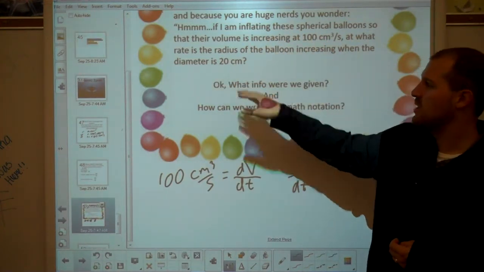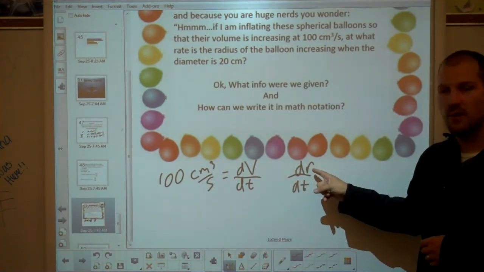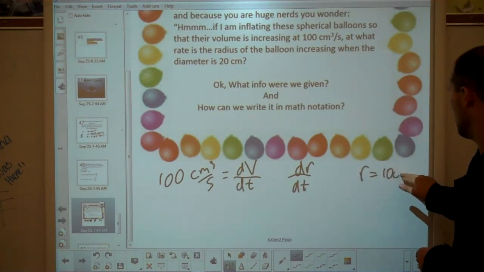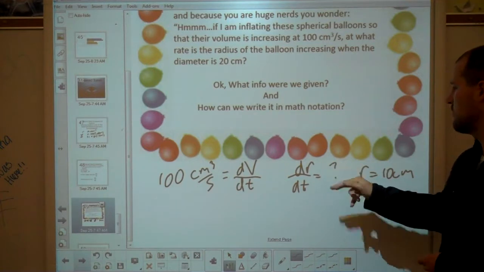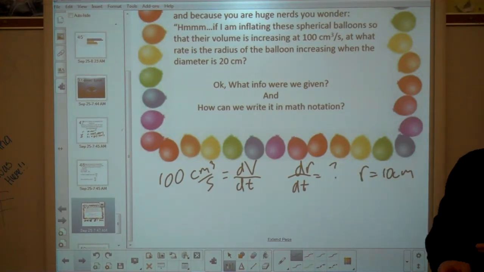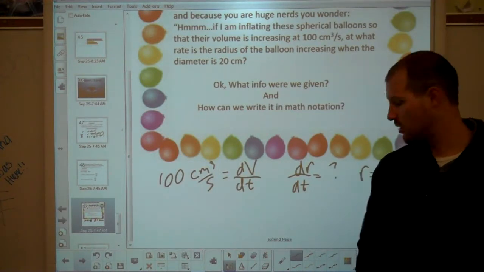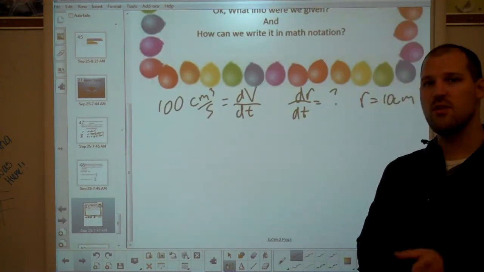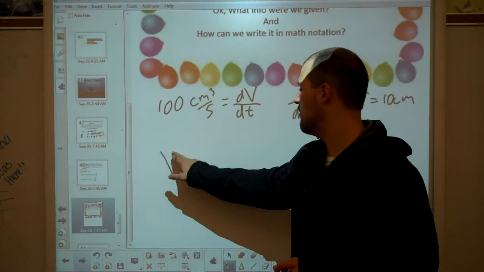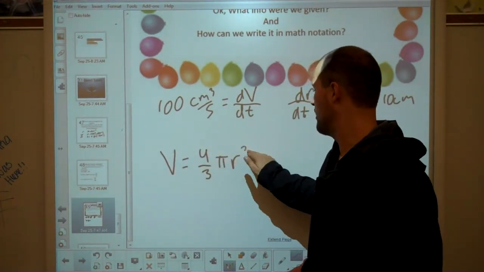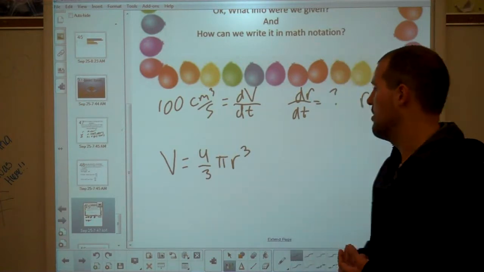When the diameter is 20 centimeters. Now, that's diameter, so I want to write this down as radius. I'm going to write radius equals 10 centimeters. Okay, so there's my setup. Now, we said that this was going to be a sphere, so normally you have to have some sort of additional equation. And knowing that it's a sphere, the thing that jumps out at me is I know the volume of a sphere is 4/3 pi r cubed. And so I want to start with that.